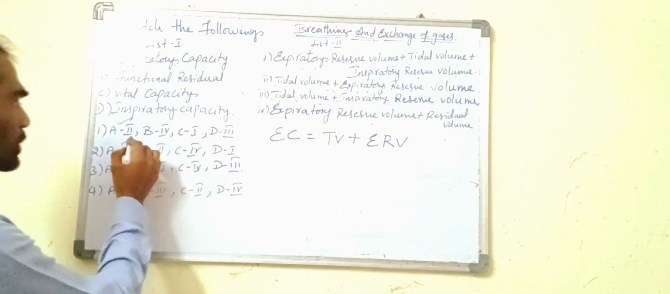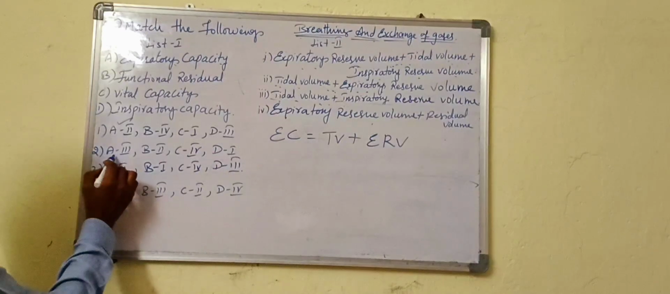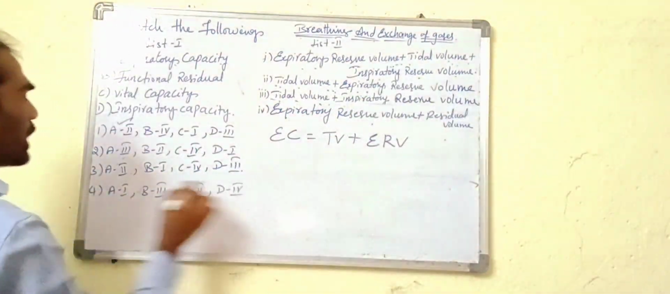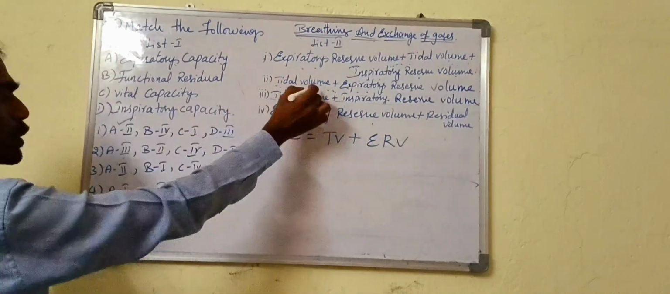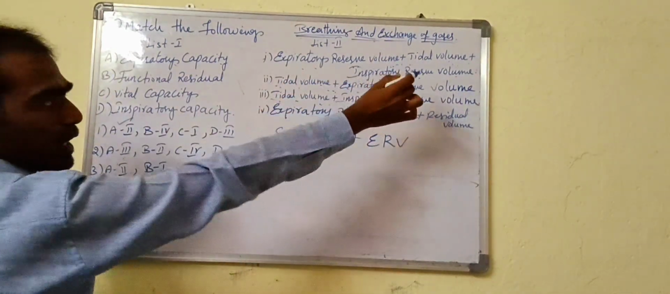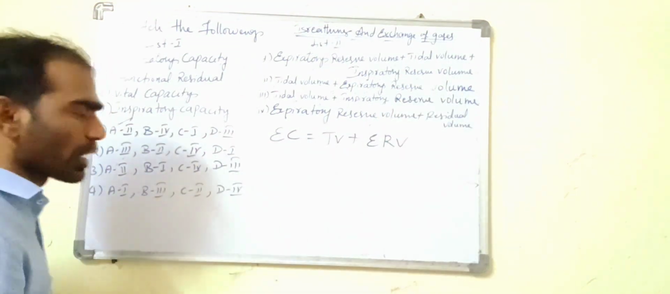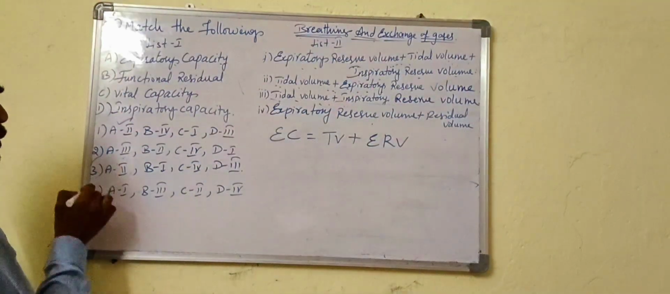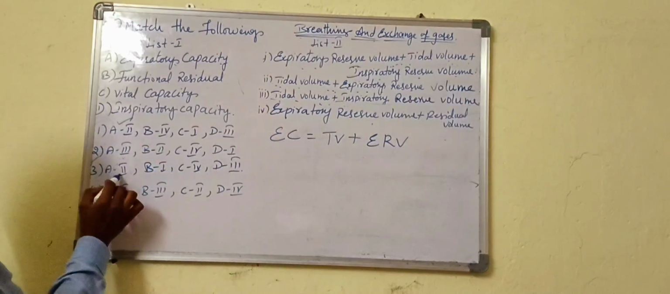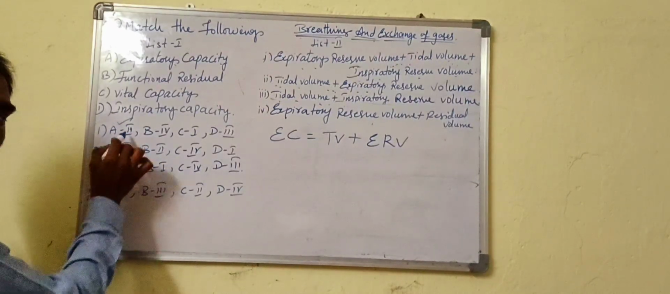Now the rest of the things you see here. Second option is showing A is 3, that means it is indicating tidal volume plus expiratory reserve volume, so it is wrong. Third one is indicating the same as 2. Then fourth one is indicating expiratory reserve volume plus tidal volume plus expiratory reserve volume, so this option is wrong. These two we can eliminate. Now first option and third option have A indicating 2 only.